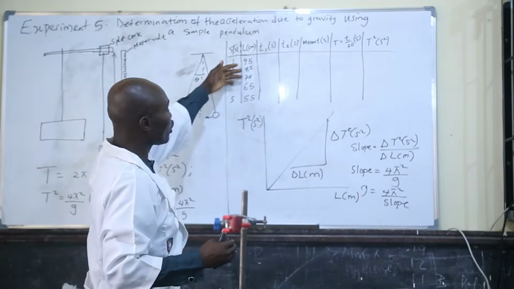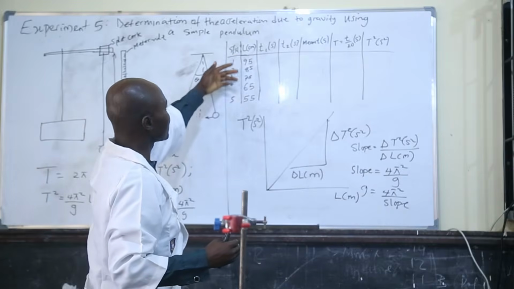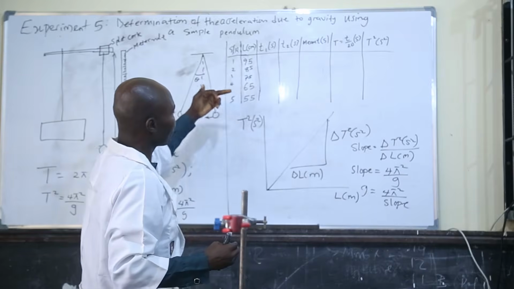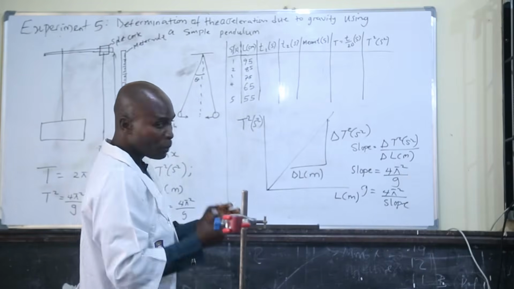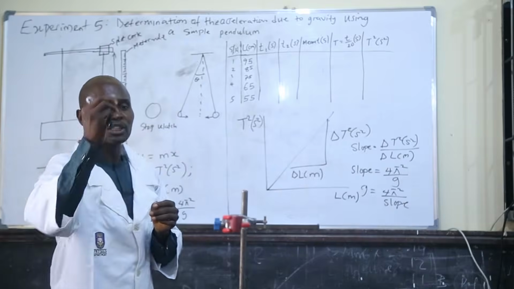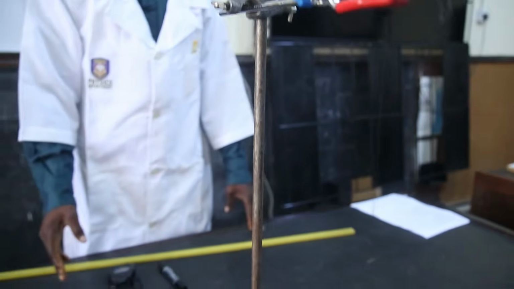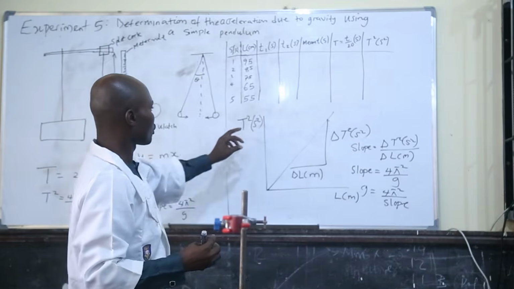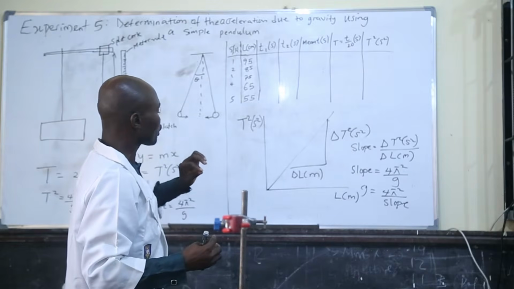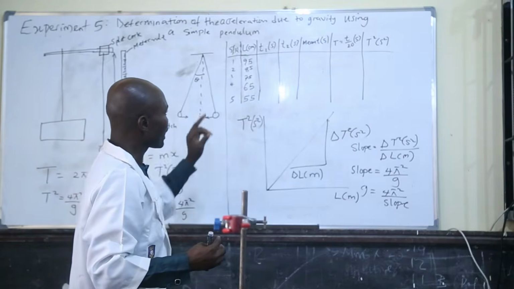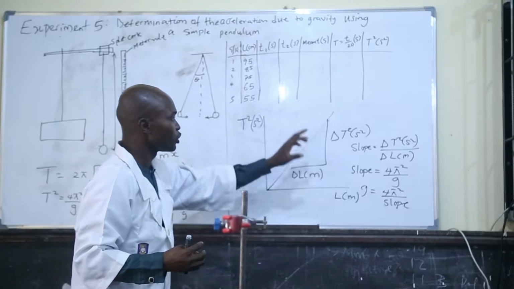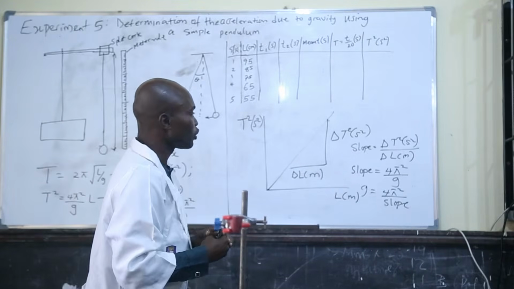Before that, you know that for this experiment, you have your 95, 85, 75, 65, and 55 values. You are to vary the length of your thread in 10 centimeter intervals as shown on the board. More so, by determining your T squared and the value of your length in meter, you are to use it to plot your graph.